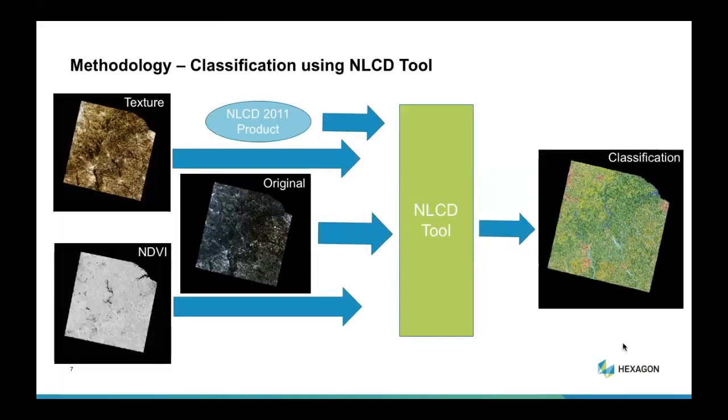So the independent variables are the images you're trying to classify. So each scene was used as an independent variable alongside a texture of that scene and an NDVI on that scene to add a little bit more information to the classification process. And then the dependent variable is a baseline historic classification that exists for the area you're trying to classify. So in our case, we used the NLCD 2011 product because that was the most recent product available at the time we started the classification process.